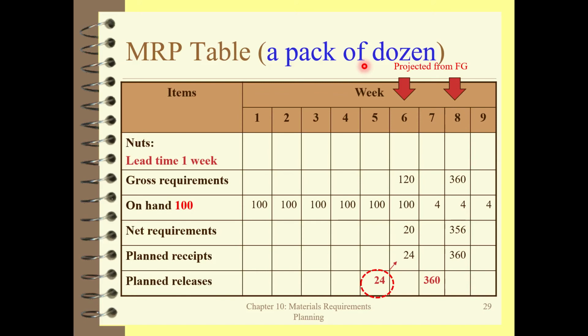Or sometimes if we say that you have to order in a pack. A pack consists of 1 dozen item. So here, okay, your net requirement is 20. You cannot order 20. You need 2 packs, right? Okay, 2 pack is 24. You have to order 24. And then when you order 24, your requirement is just 20. The remaining item is 4.